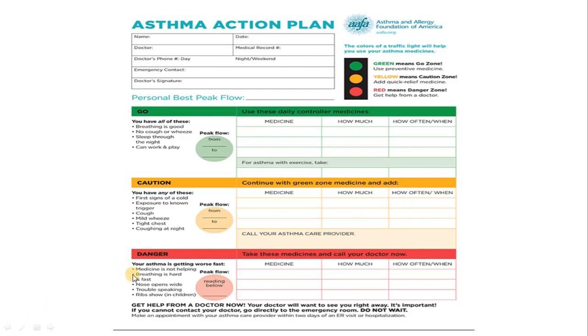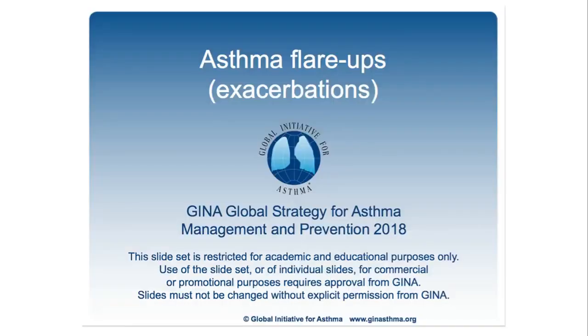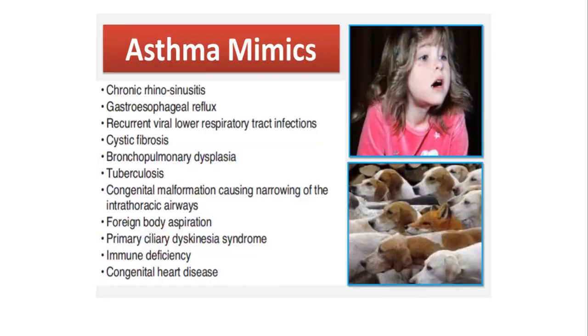لما يوصل الأحمر we have to teach the patient when he can contact his doctor now and to go for the further assessment at the emergency. Asthma action plan is very important ولازم يكون ال patient you know when to go, when to seek for assistance. Flare up or exacerbation, acute severe asthma.